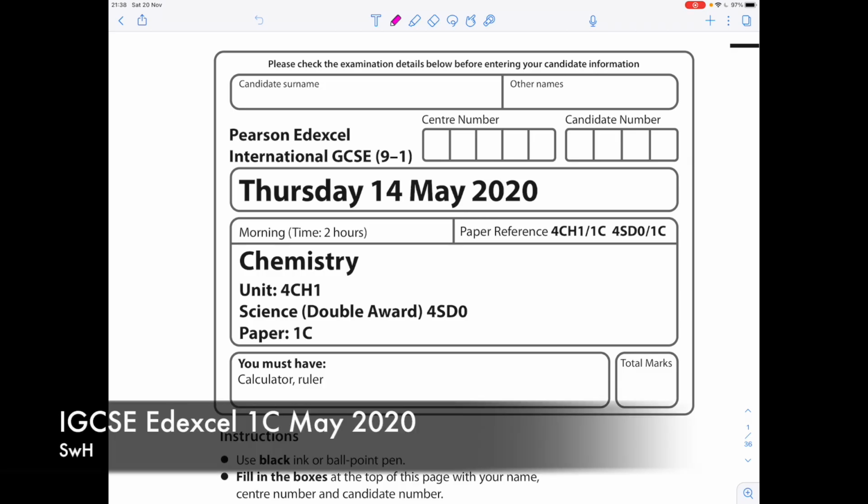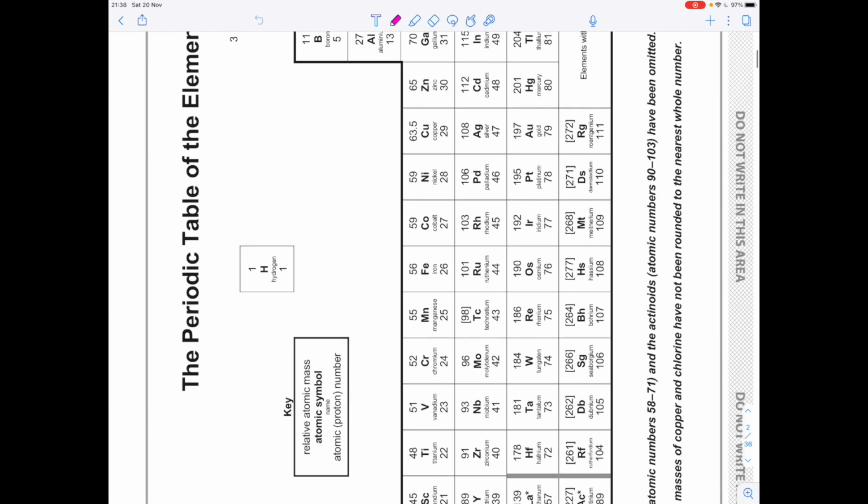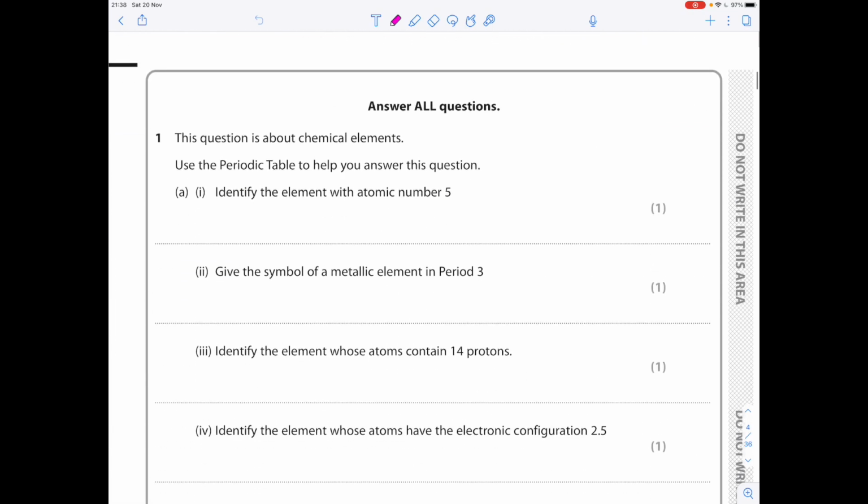Today I'm answering this IGCSE Edexcel 1C paper and it's from May 2020. There's the periodic table. Question 1. This question is about chemical elements. Use the periodic table to help you answer this question. Identify the element with atomic number 5.